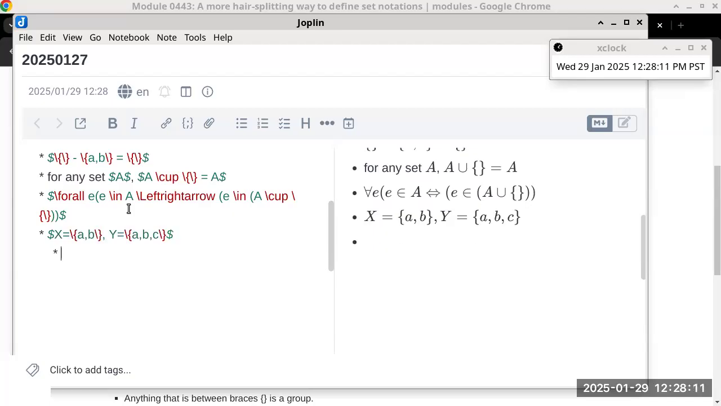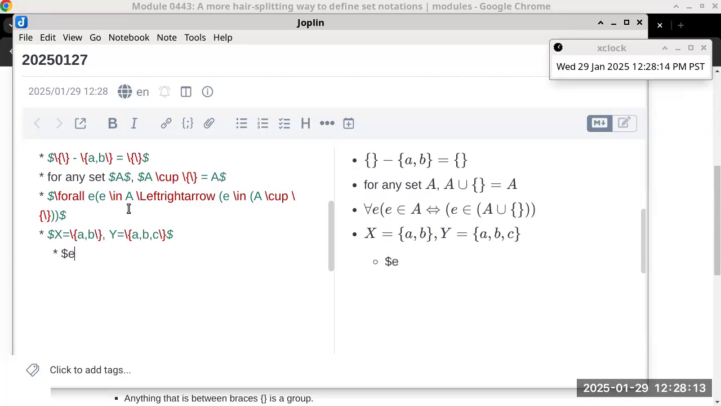Now we have to evaluate a bunch of stuff. So, what if E equals A? Well, if E equals A, then E is in X is true, and that implies E is in Y, which is also true. So true implies true is true. So this is true. Is that okay? Let me make it a little bit more explicit. Let me put parentheses around this and say, okay, that is true.